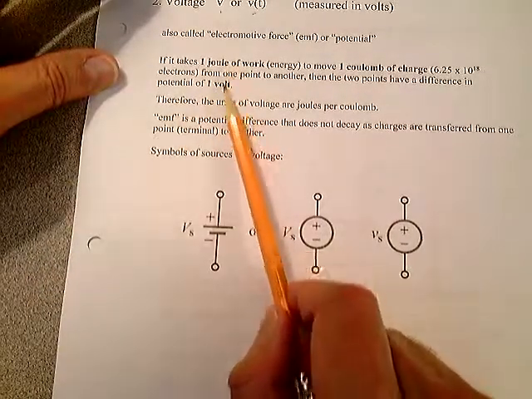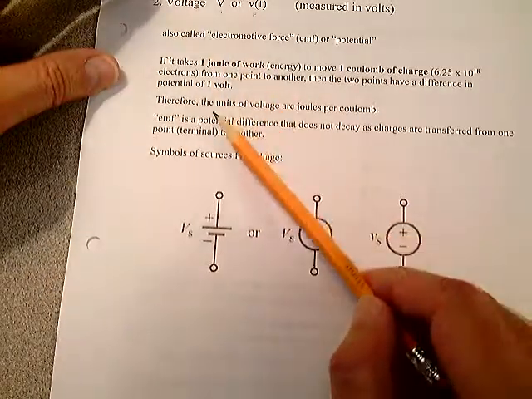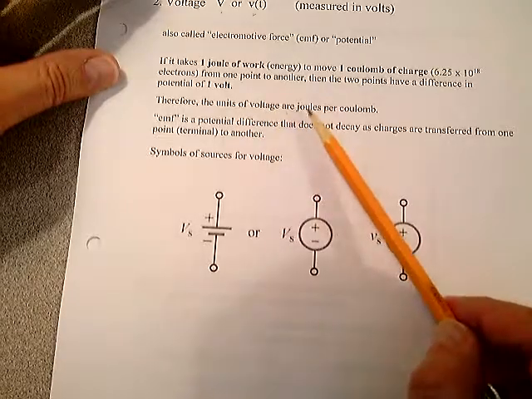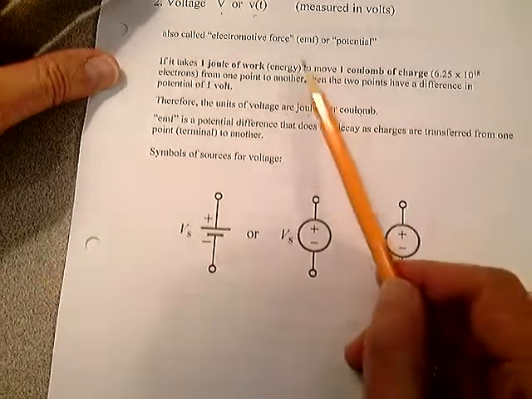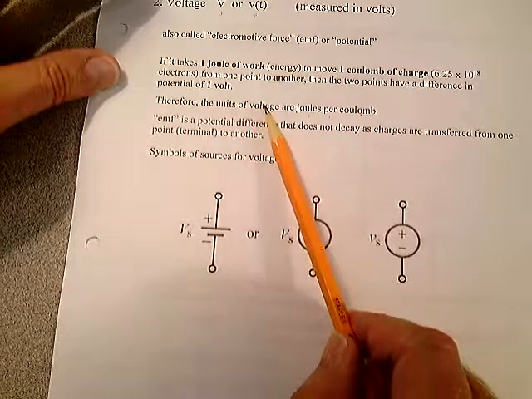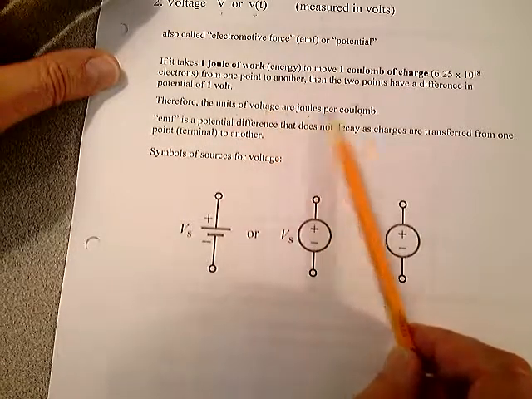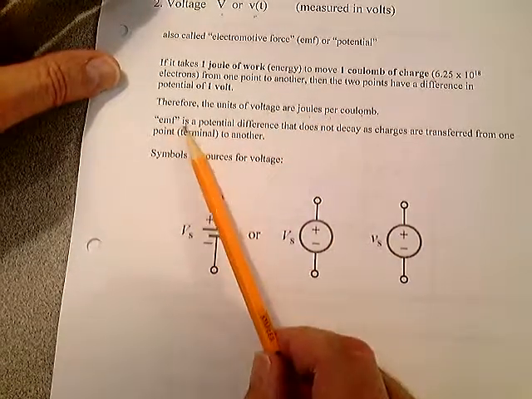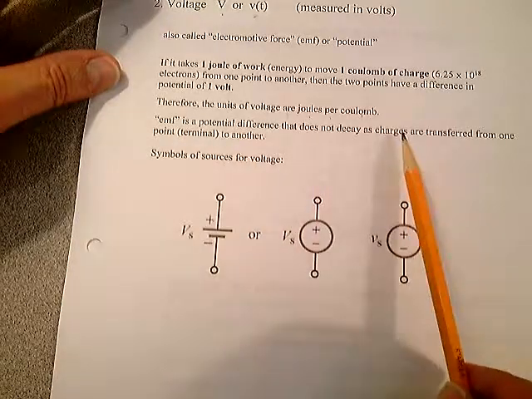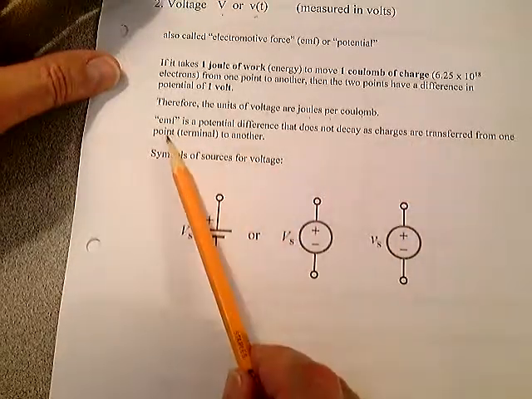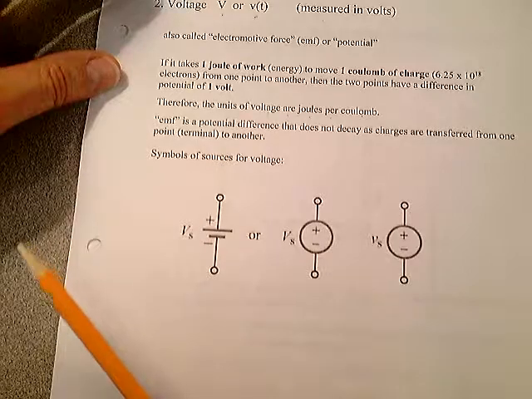Therefore, based on this description, the units of voltage are in joules per coulomb. If you read this, you'll see that the units of voltage is in joules per coulomb. EMF is a potential difference that does not decay as charges are transferred from one point or terminal to another.